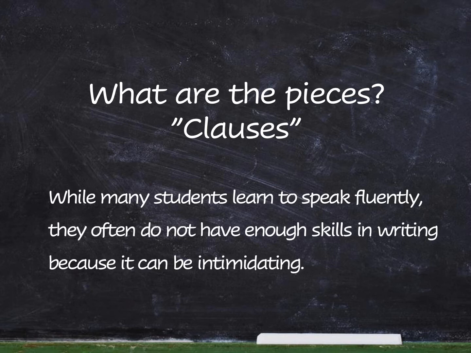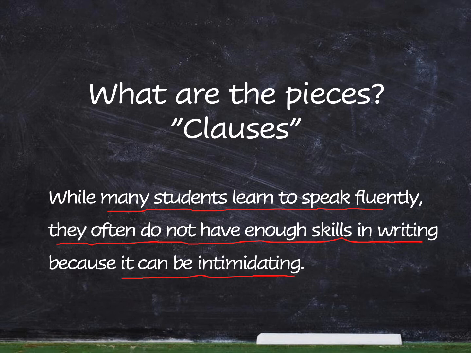Look at this sentence here. So, the first one is: many students learn to speak fluently. The second one: they often do not have enough skills in writing. And the third: because it can be intimidating. See how there are three different pieces? Now, does each one have a subject and a verb?